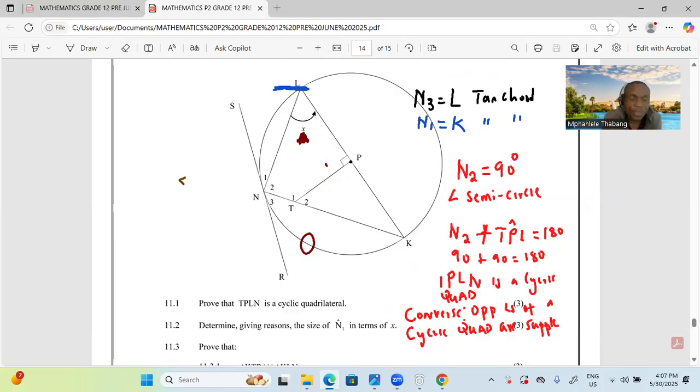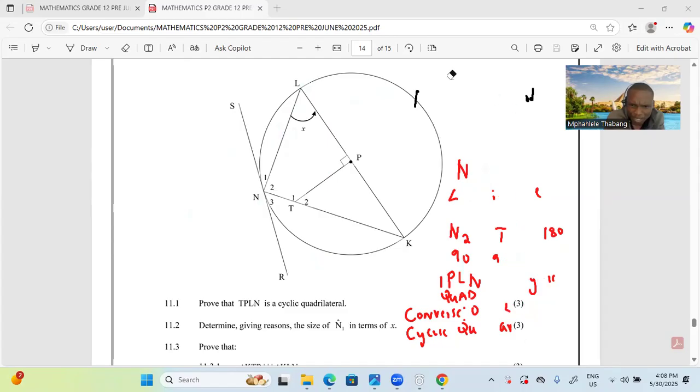When we say give us your answer in terms of X, we are saying that in your answer, X must be there. Maybe you can get 2X, 3X, 4X, or 180 minus X. In your answer, X must be there. We are looking for N1 in terms of X. Okay? So let's see how we can find this N1 in terms of X.